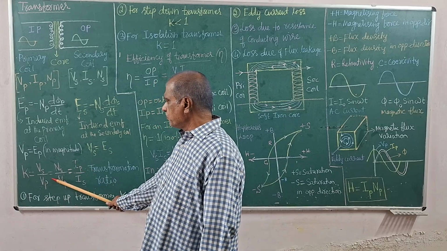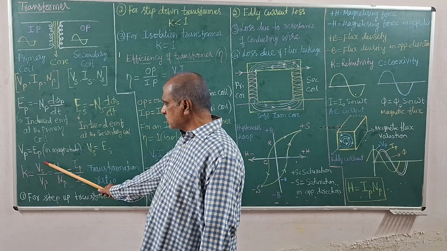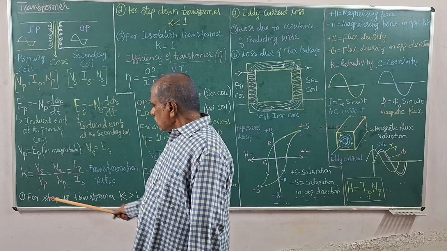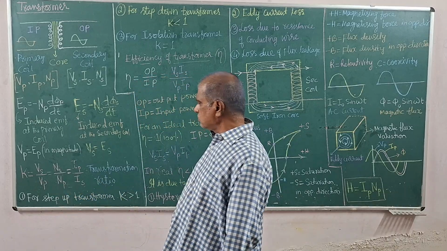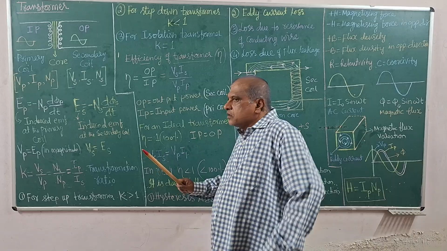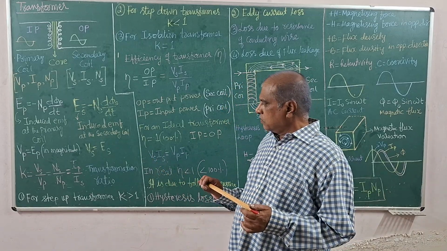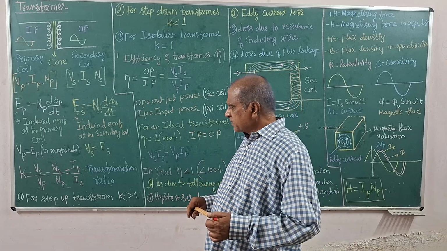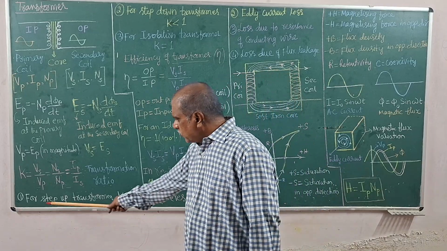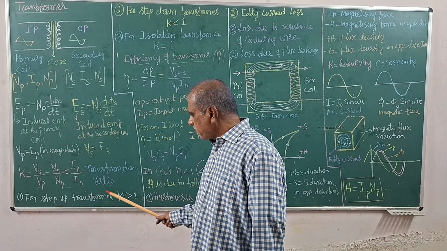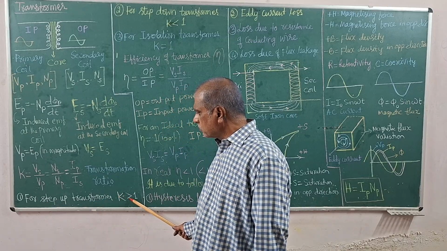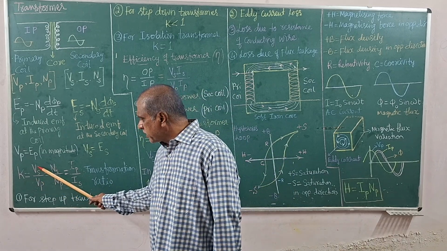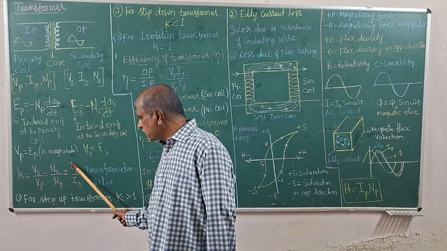This ratio is called the transformation ratio. This value plays an important role in designing the transformer, the type of transformer. For a step-up transformer, the value of K should be greater than 1. Here, the secondary quantities should be greater than the primary ones.